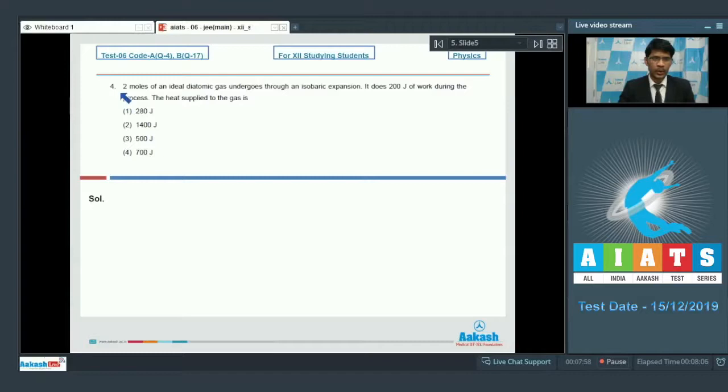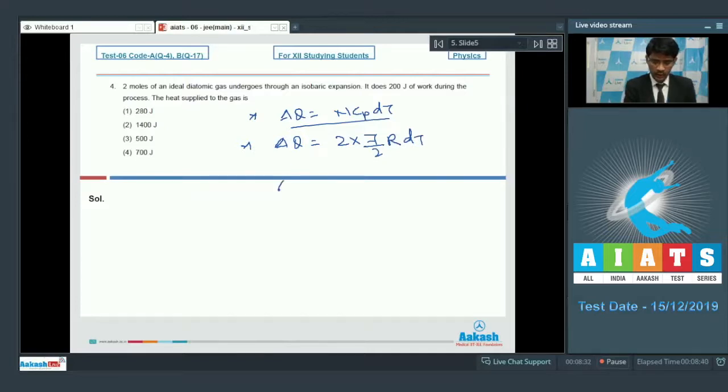Here in question number 4, 2 moles of an ideal diatomic gas undergo an isobaric expansion. It does 200 joule of work during the process. The heat supplied to the gas is. Definitely I would say total heat supplied, delta Q, should be how much? n Cp dT. Or delta Q, and here n is 2, Cp being how much? It is a diatomic gas. So it will be 7 by 2 R dT.